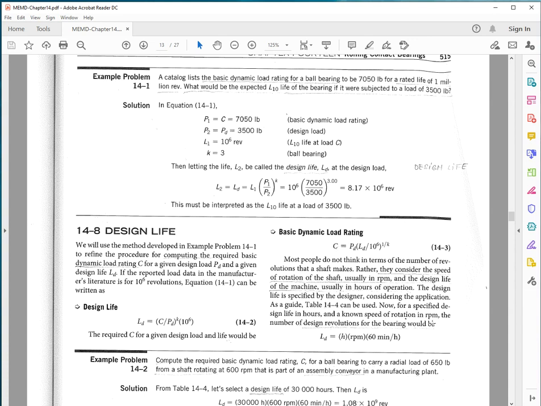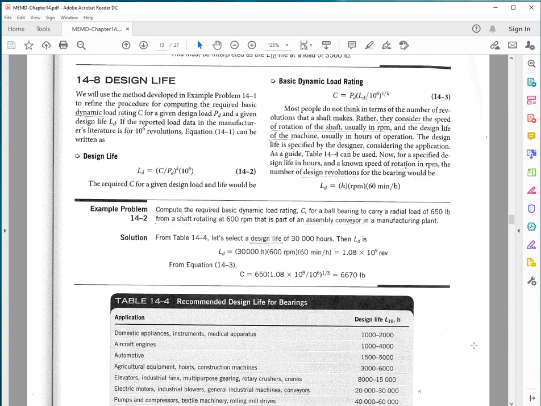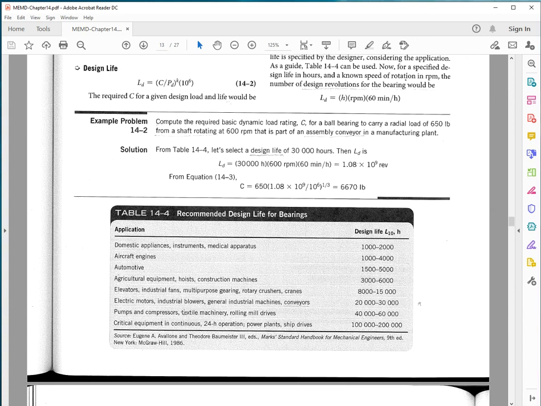Oftentimes the life of the bearing is not given in cycles, but rather we're given the RPM of the shaft, the number of hours of operation per day, and the number of days a week to be used. So this table here lists possible lives based on application. So for example, automotive.